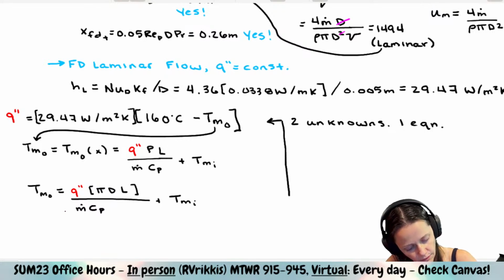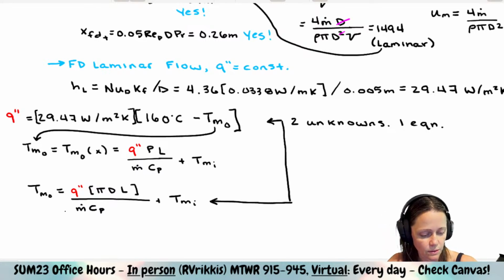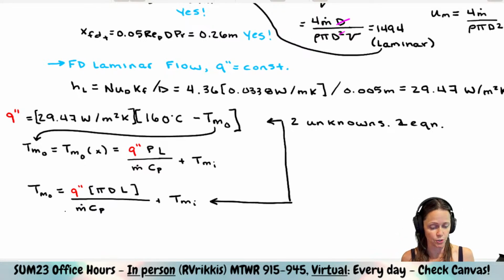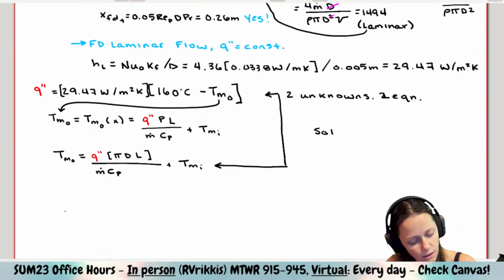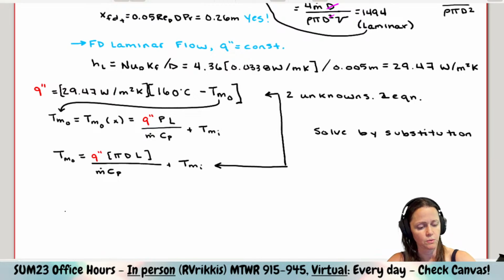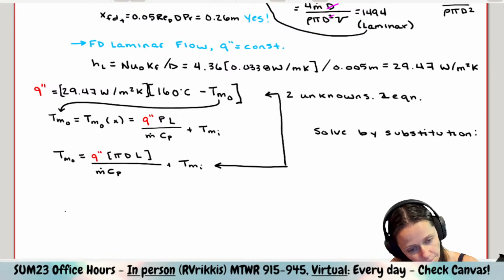So now I have another equation right here. Instead of having two unknowns and one equation, now I've got two unknowns and two equations. It's up to you how to solve; I just solved by substitution, plugging one into the other. It doesn't really lend itself too well to elimination, but however you want to do it.